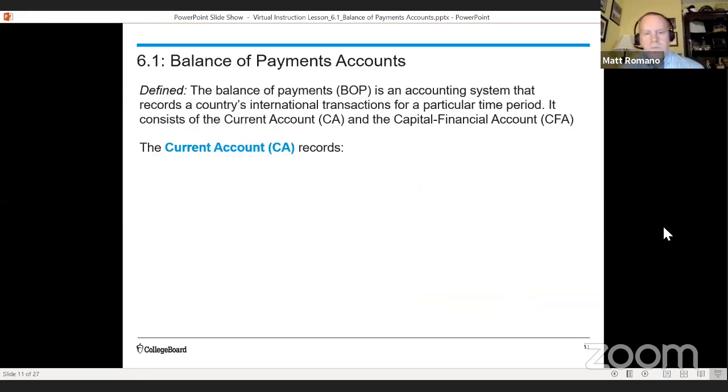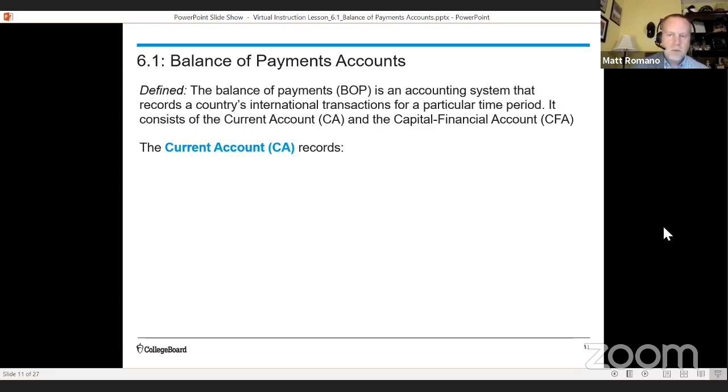Define it first. The balance of payments is an accounting system that records a country's international transactions for a particular period of time. It consists of the current account, which we'll abbreviate with a CA, and the capital and financial account, which we abbreviate with a CFA. Let's talk about the current account first. The current account, first of all, you're going to hear more about that one. The current account balance is going to be in the news more frequently. Changes in current account balance would be in the news more frequently.